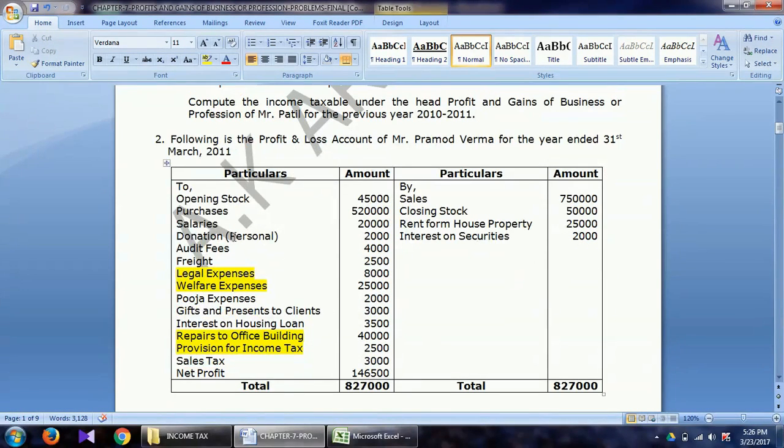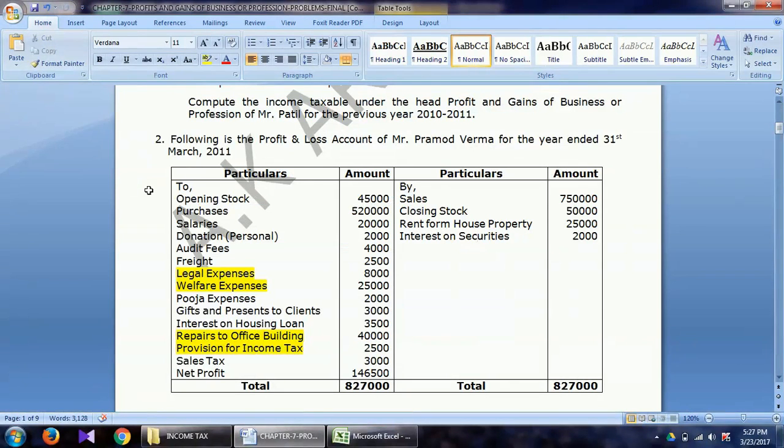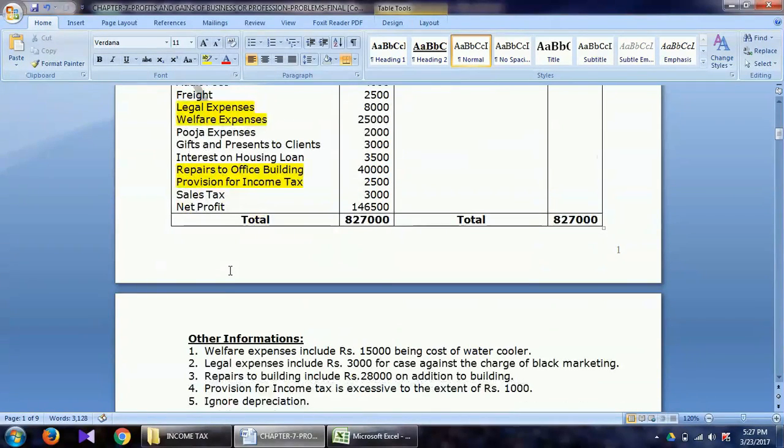In the debit side, again we will start from the top. Purchases relates to business expenditure, hence it will be allowed as a deduction. Salaries relate to business expenditure, hence allowed as a deduction. Donation is made in personal capacity, hence it will be disallowed. I will be adding the donation back. Donation, rupees 2,000. Audit fees again relate to business activities, hence allowed as a deduction. Same goes for freight. It's a business expenditure, so freight will also be allowed as a deduction.